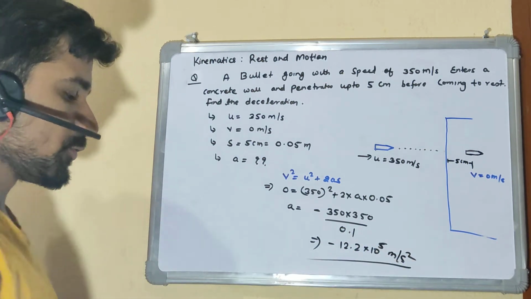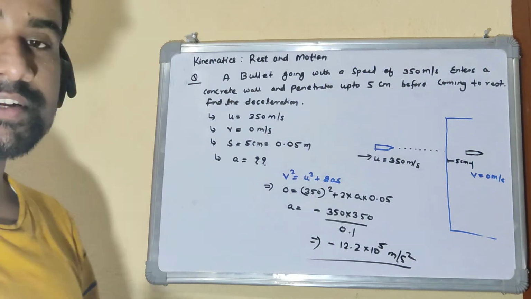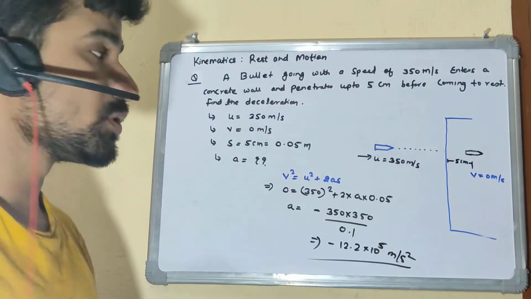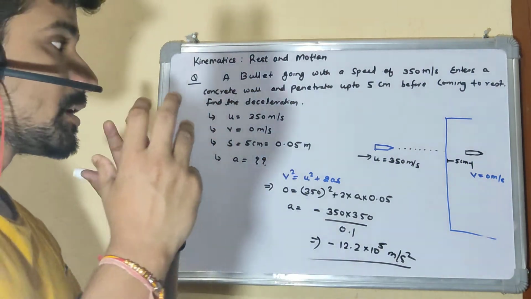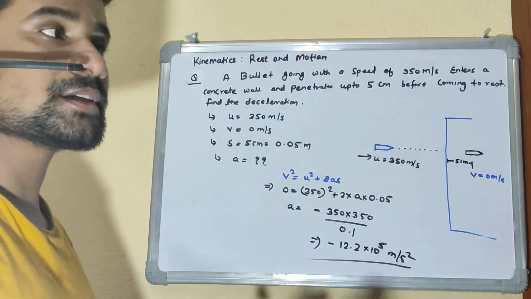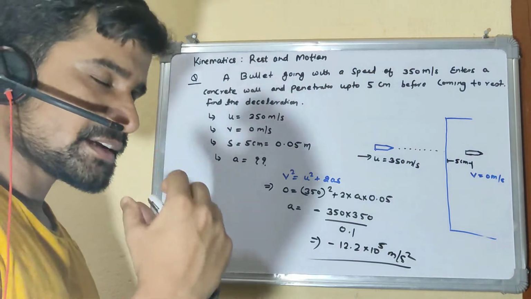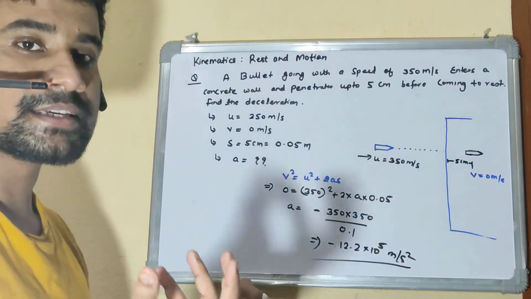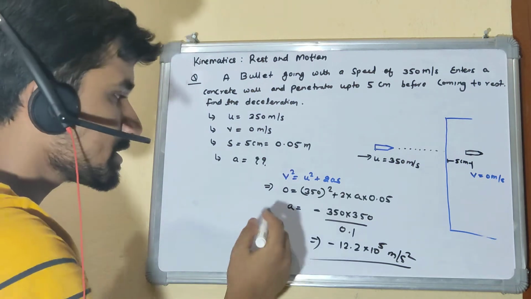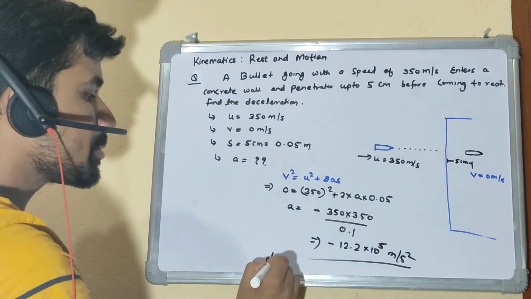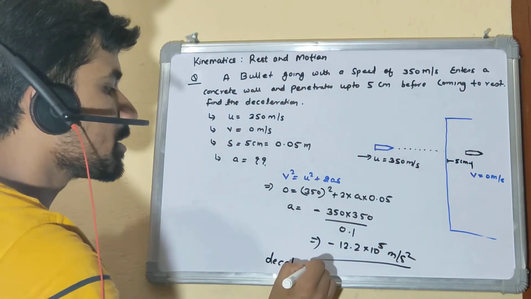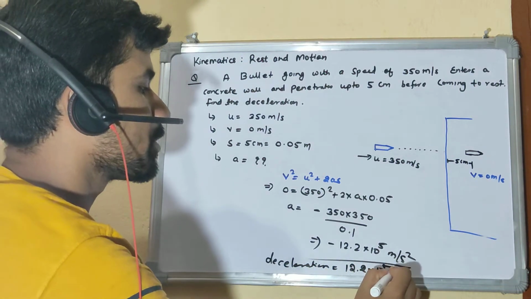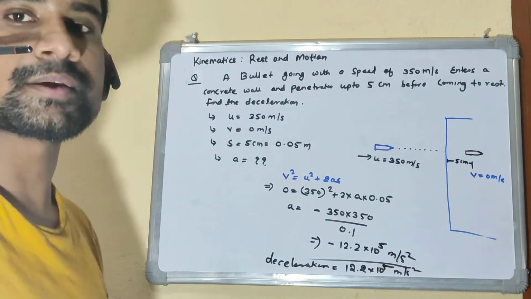You see, the value of acceleration or deceleration is a very huge quantity, right? This is a very huge value. It means the bullet from 350 meter per second instantly goes to 0 meter per second, and this much amount of deceleration is created, right? So this is the acceleration. The deceleration will be nothing but the magnitude, 12.2 into 10 to the power 5 meter per second square, right?